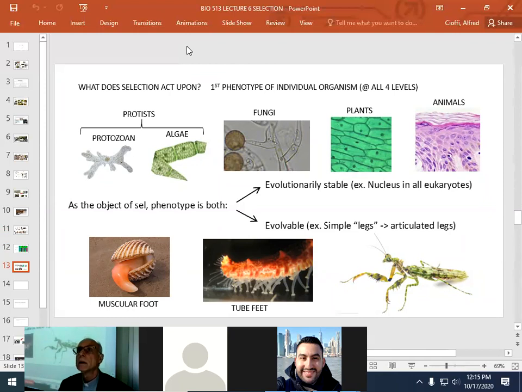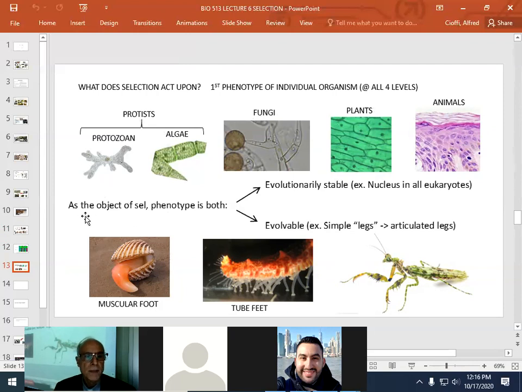So for example, birds are better adapted than terrestrial animals, tetrapods, when it comes to top carnivore hunting. It's easier for a carnivore to hunt down a zebra than to hunt down a vulture, because the vulture can fly away. So the phenotype of individual organisms is the first target of selection. For example, looking at the protists, which are typically single cell organisms like amoeba or colonial like the algae, and then fungi, plants, animals, all of these, it is going to be the phenotype.